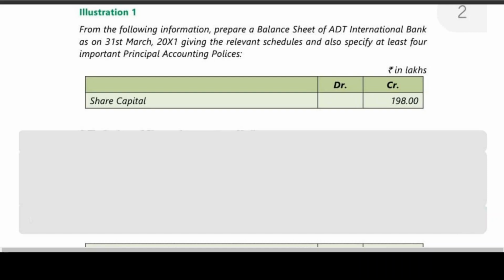Hi friends, in continuation of the last class, today I want to take up one more problem. With this, I want to conclude this topic. I hope you have been practicing it.